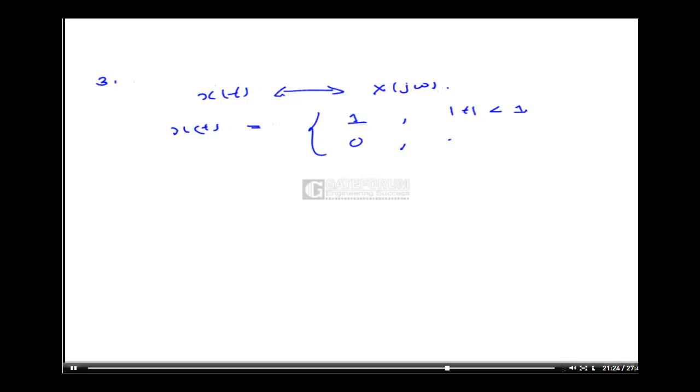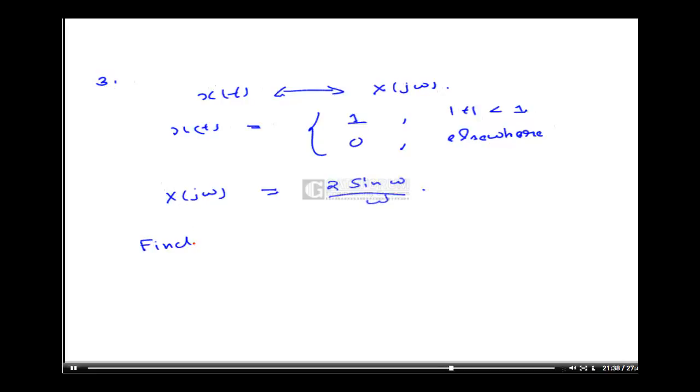Another problem, slightly different problem. x of t has Fourier transform X of j omega. Okay, x of t is given by 1 and 0. It is 1 for mod t less than 1 and 0 elsewhere. Okay, X of j omega corresponding to this x of t is equal to 2 sine omega by omega.